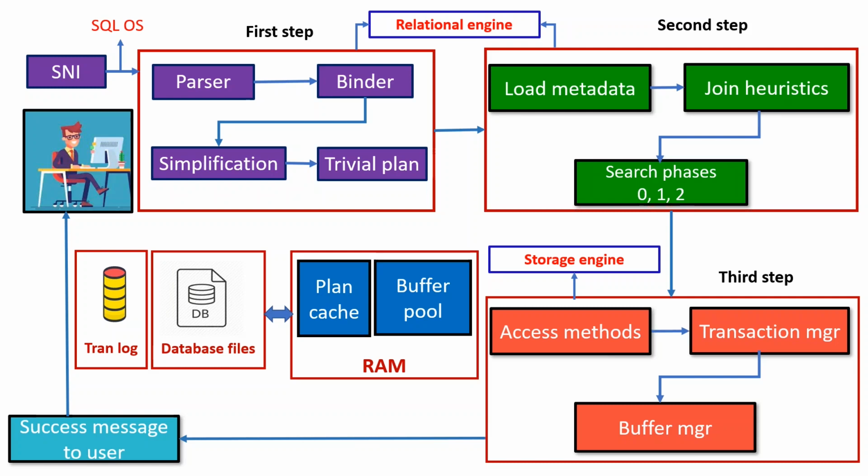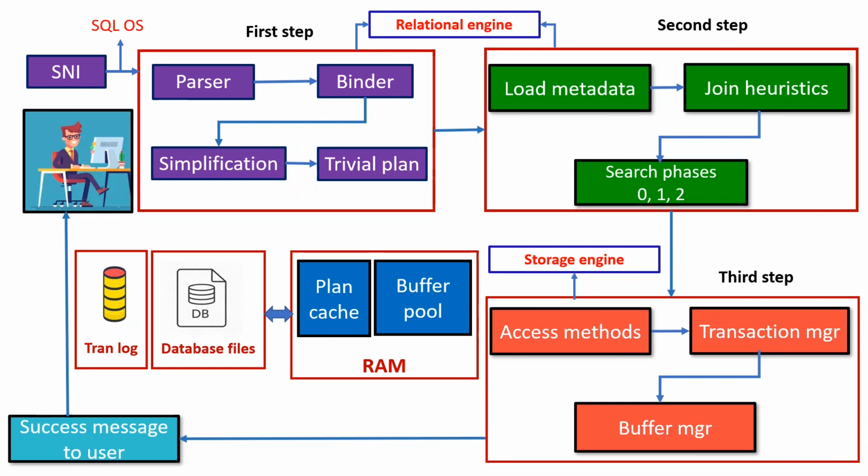Now when you come to the third step, it contains the access method, transaction manager, and buffer manager. When you compare it with the first and second steps, the third step is very IO intensive, because the buffer manager component has to grab the database pages and index pages into its buffer pool, which is very IO intensive, right? That's the reason it is cost consuming when you compare it with the other 2 steps.